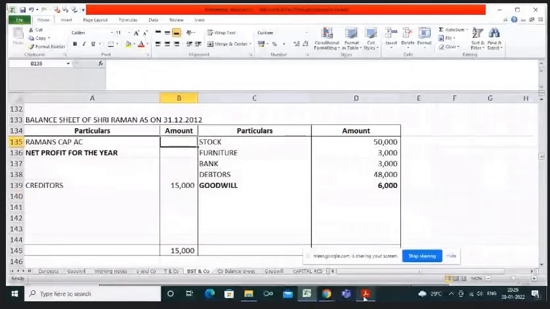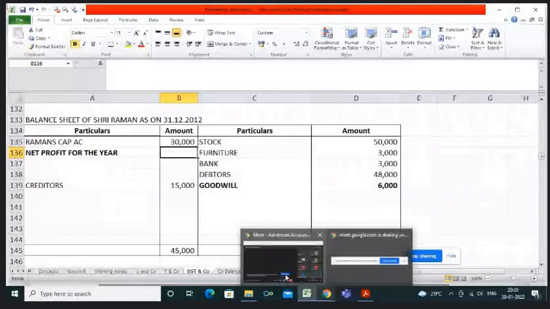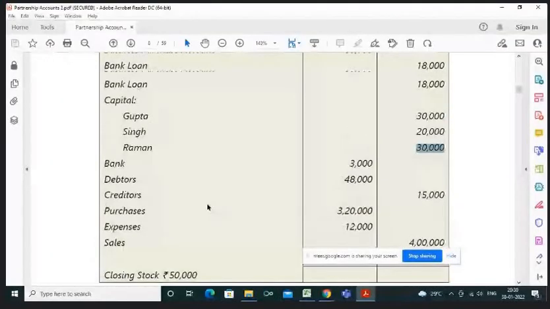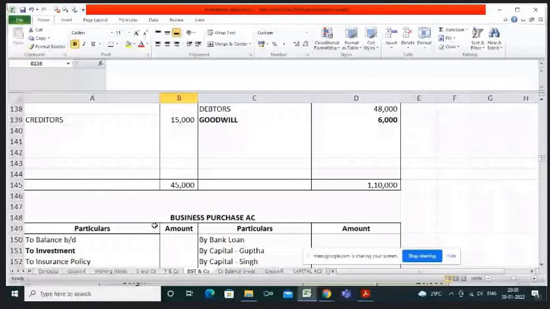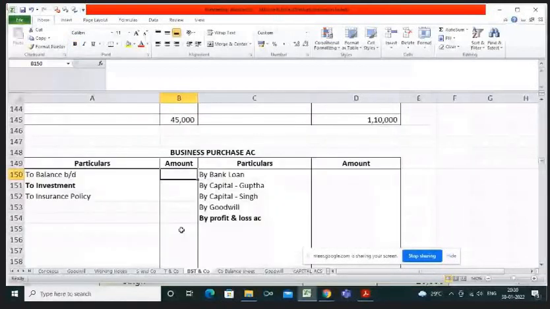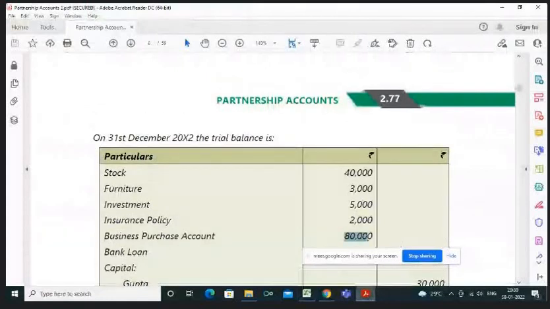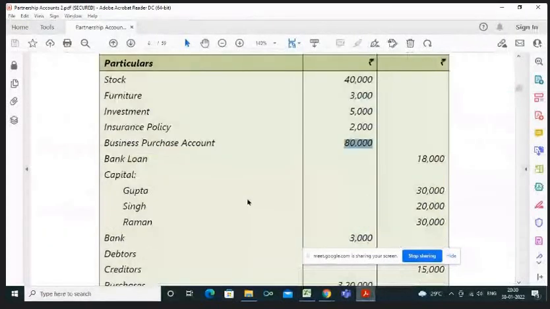And Raman's capital account is 30,000. Since it is Raman's capital account, we will take it as 30,000. Now we have to work out the business purchase account. So business purchase account, how much balance is there? The business purchase account has a balance of 80,000. So 80,000 is the business purchase account debit balance.